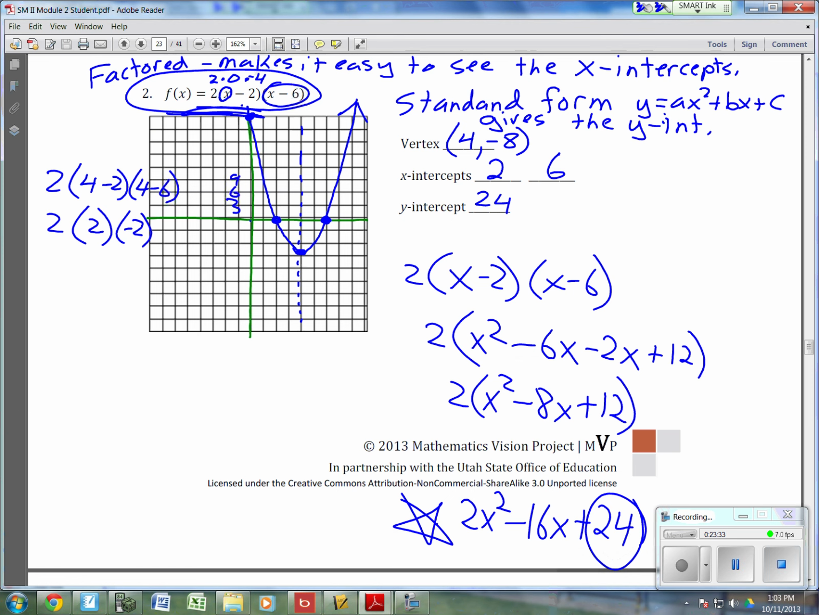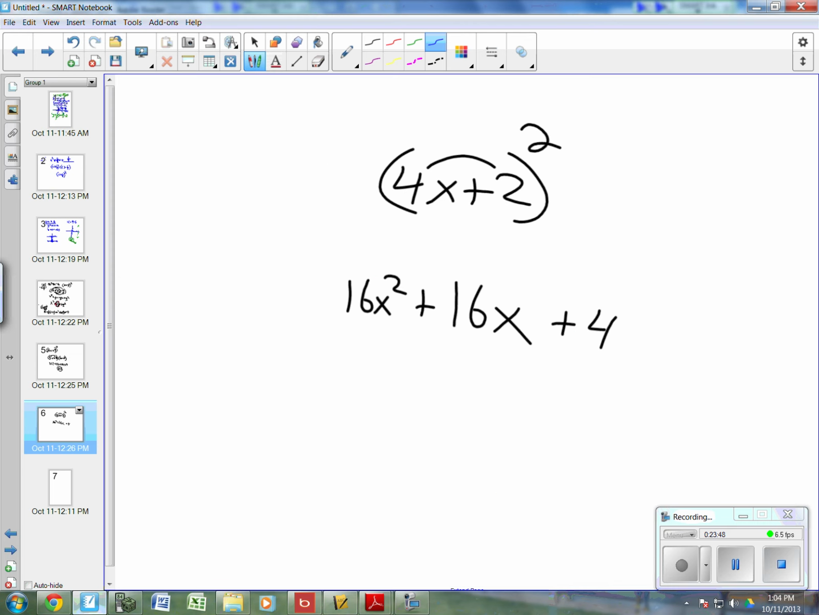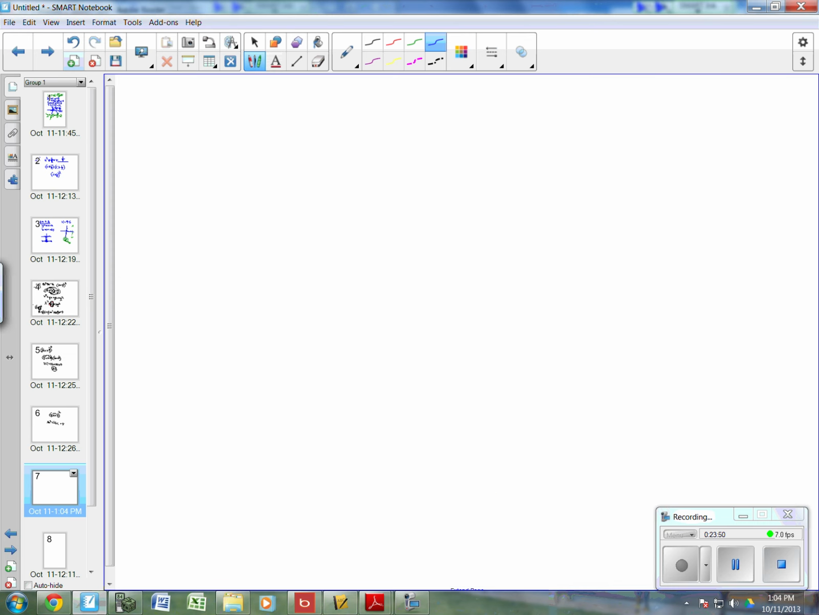You got it? Do you see how standard form helps us get one thing? Knowing the zeros helps us get another thing, right? We kind of get that? All right, I've got to show you something.